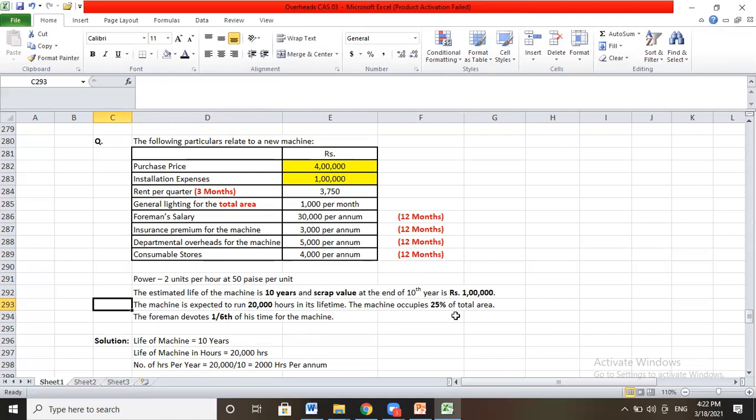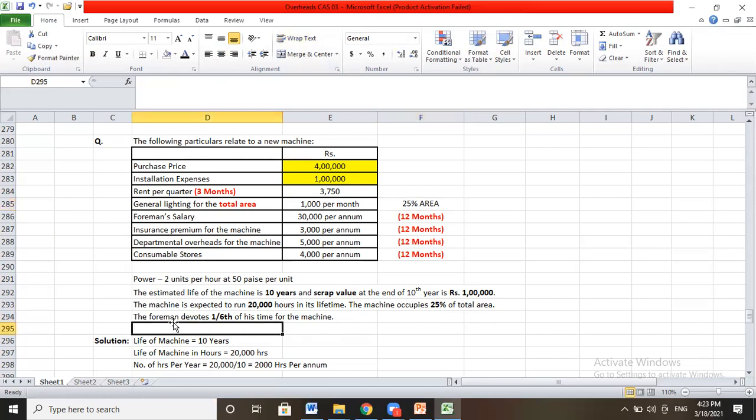The machine occupies 25% of total area. This is the point where general lighting is given for total area. It was given for total area, but the machine requires only 25% of the area. So only 25% area is required by that machinery, hence the rent will be distributed on 25%.